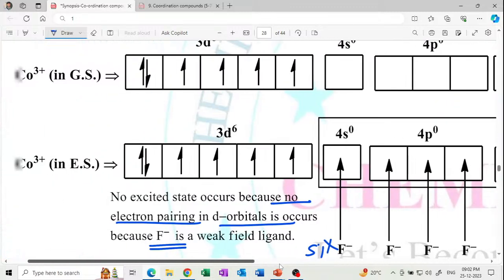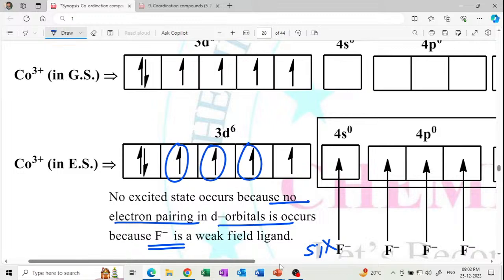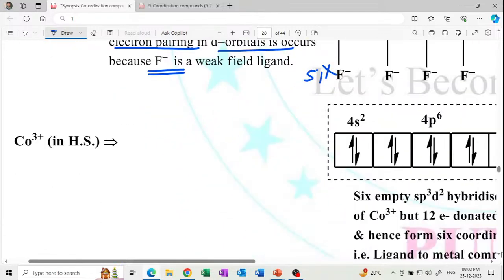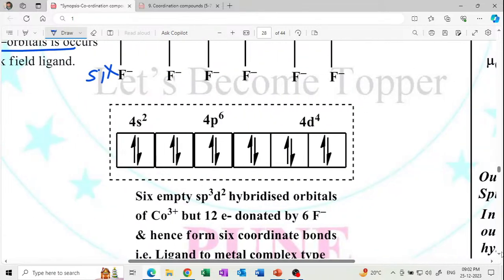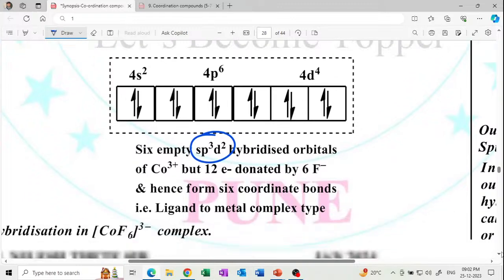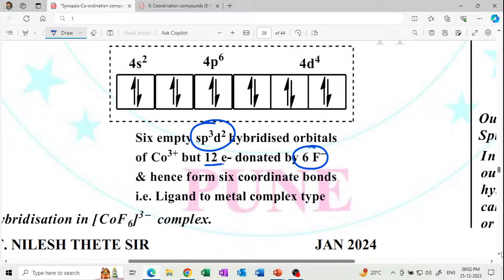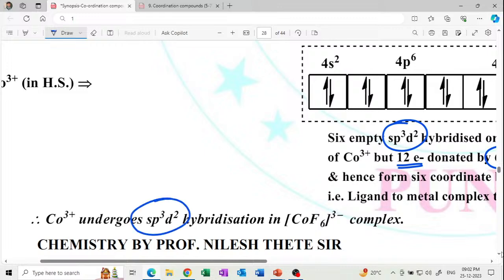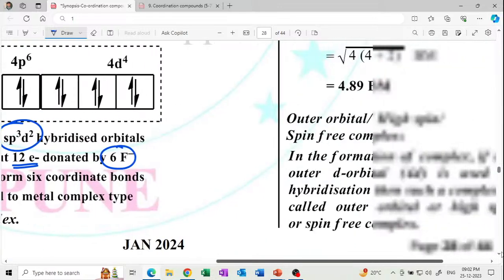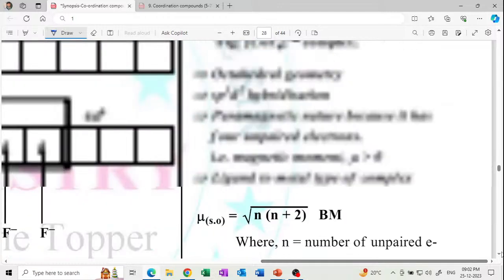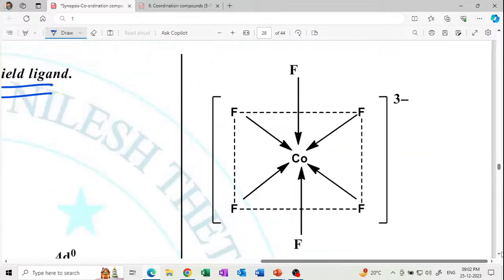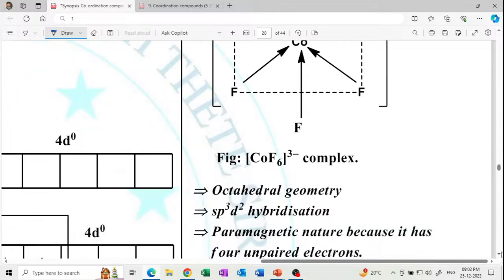So how many unpaired electrons are left behind? 4: 1, 2, 3, 4. So it is paramagnetic. 4 unpaired electrons are left behind. So what is the type of hybridization? The type of hybridization is sp3d2. Total 6 fluorine ligands, 12 electron donation. sp3d2. So this is the outer orbital complex. Get it? So this is the structure. Then how to draw the structure in this way? [CoF6]3-.